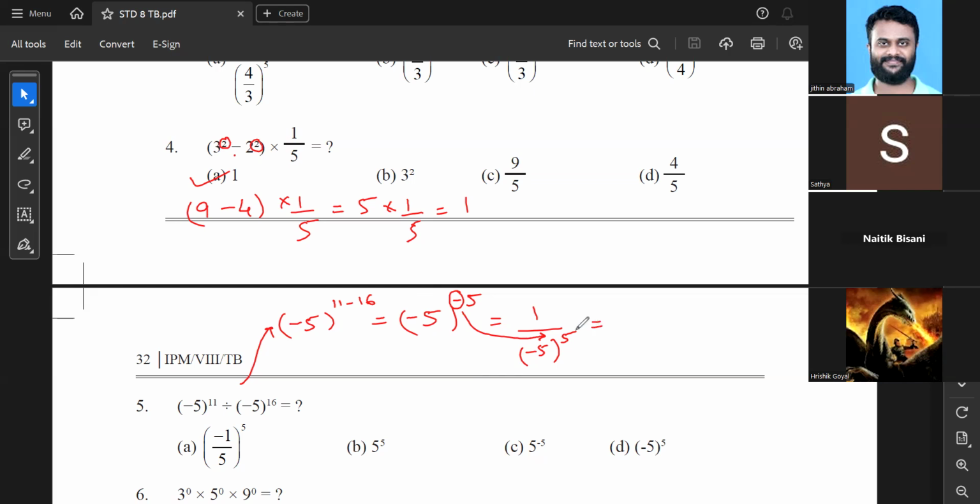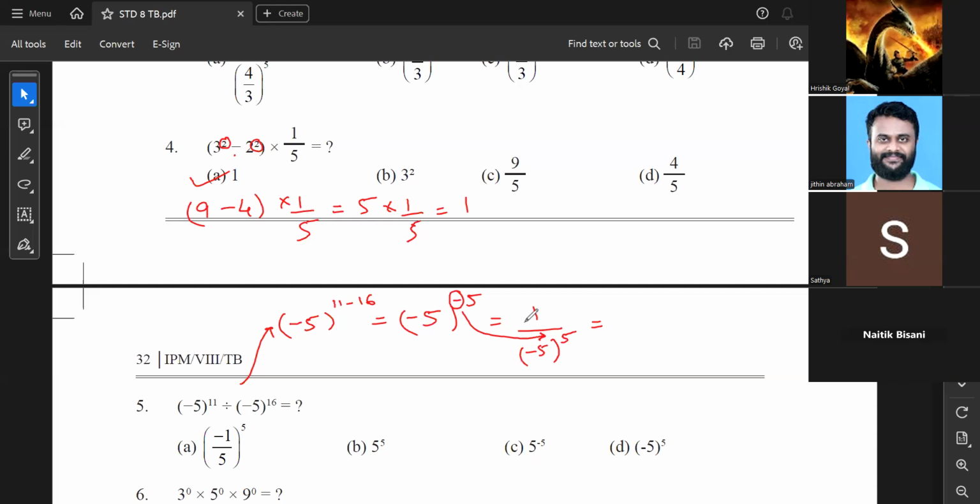Now, 1 is a magic number. So whenever you have 1, you can directly take it inside the power, because 1 raised to 5 is also 1, 1 raised to 100 is also 1, 1 raised to minus 100 is also 1. 1 को कुछ फर्क ही नहीं पड़ता, उसके पावर में कुछ भी डालो वो सेम 1 ही रहेगा. So I can rewrite this as 1 upon minus 5 raised to 5.